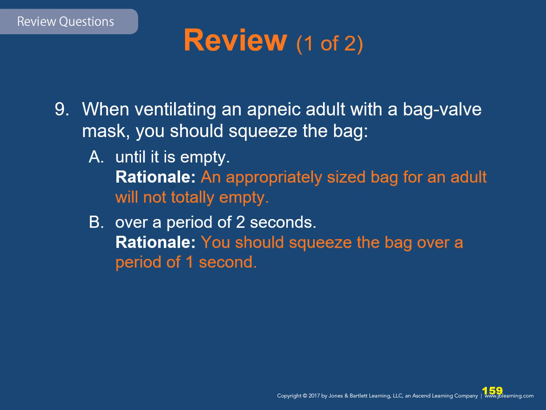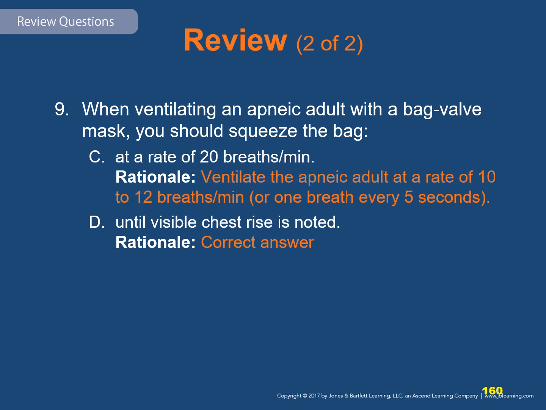Number 9, when ventilating an apneic adult with a BVM mask, you should squeeze the bag A, till it's empty. That's incorrect because an appropriately sized bag for an adult will not totally empty. B, over a period of 2 seconds: you should squeeze the bag over a period of 1 second, not 2 seconds. C, at a rate of 20 breaths per minute. That's incorrect because it's 1 breath every 5 seconds. And D, until visible chest rise is noted. And as we reviewed, that is the correct answer.